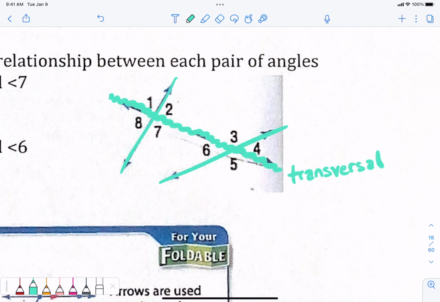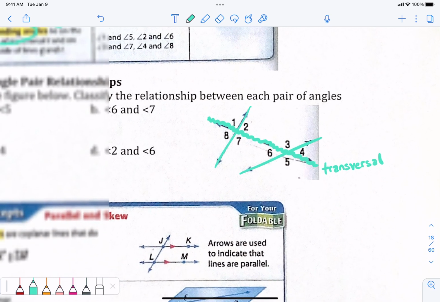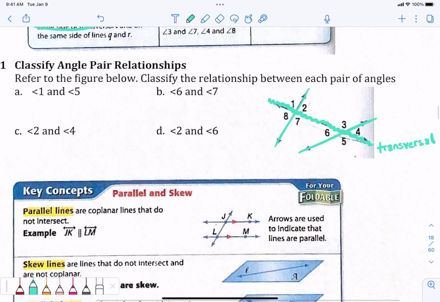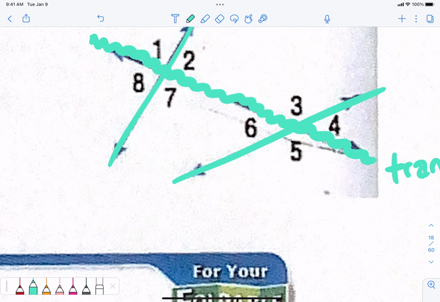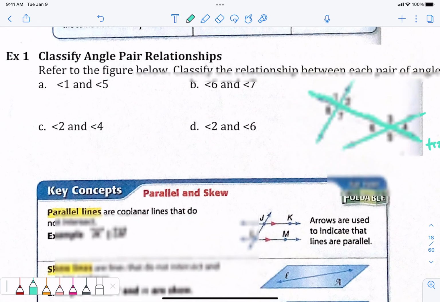Consecutive means on the same side of the transversal, like the inner angle. An example of consecutive would be 7 and 6. Okay? All right, 1 and 5.